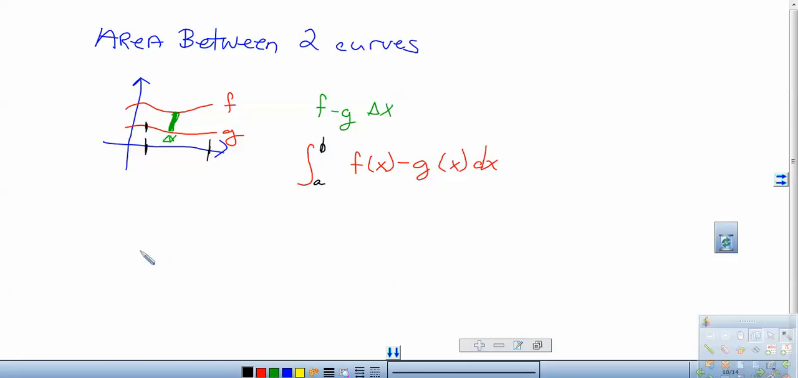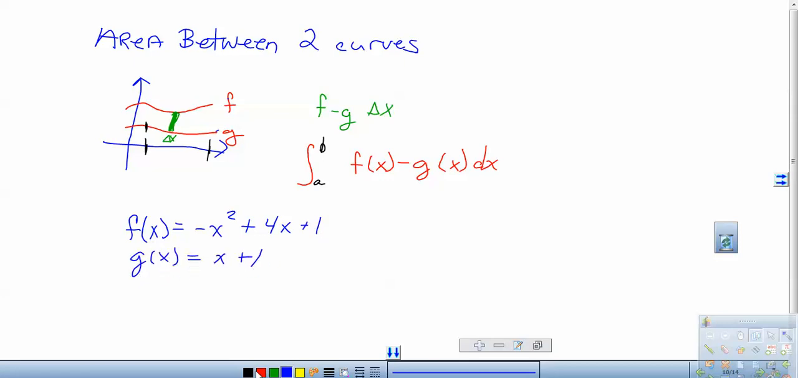All right, the hardest thing I think is just figuring out what the graphs look like, because sometimes they give you a graph and sometimes they don't. If they give you a graph, it's easy to figure out which one's the top function and which one's the bottom function. So let me give you two functions. f of x is negative x squared plus 4x plus 1, and g of x is going to be x plus 1.